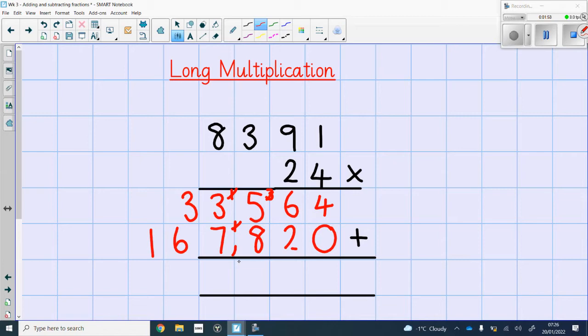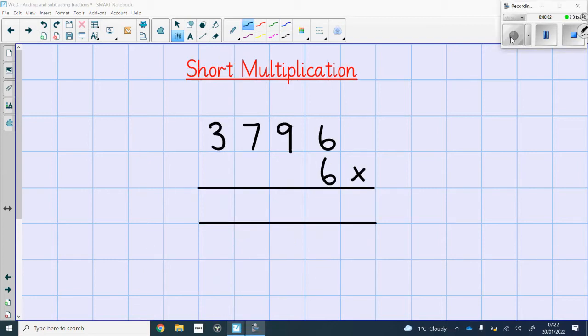So now I have 2 numbers. The second misconception that we see in class is that children forget to add these products together. So now we need to add the two products. So 4 add 0, which is 4. 6 add 2, 8. 5 add 8, 13, so 3 carry the 1. 3 add 7 is 10, add the 1, 11, carry the 1. 3 add 6 is 9, add the 1, 10. Carry the 1 again, and then 1 plus 1, which is 2. So that leaves us with a product of 201,384.